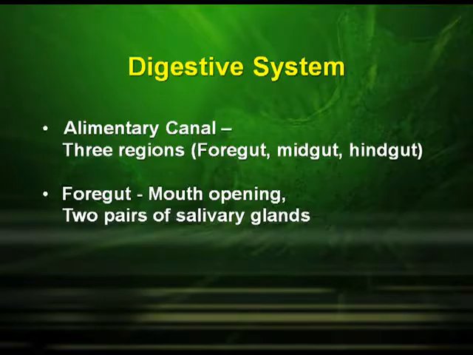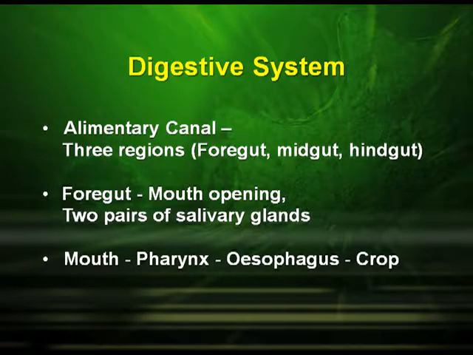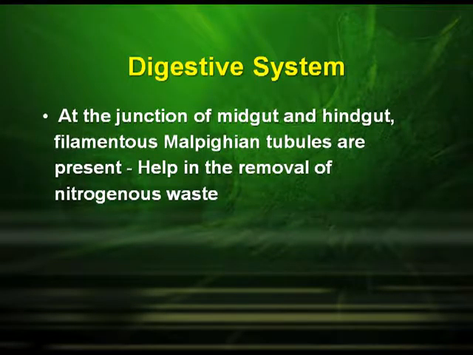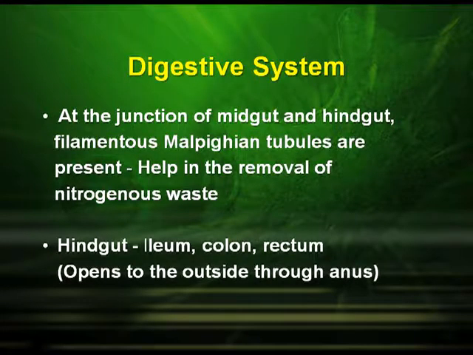The mouth leads to the pharynx, which leads to the esophagus and which leads to the crop. At the junction of the midgut and hindgut, filamentous Malpighian tubules are found, which help in the removal of nitrogenous waste. The hindgut includes organs like the ileum, the colon and the rectum, which opens to the outside by the anus.